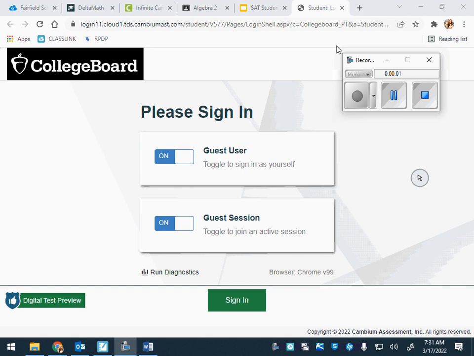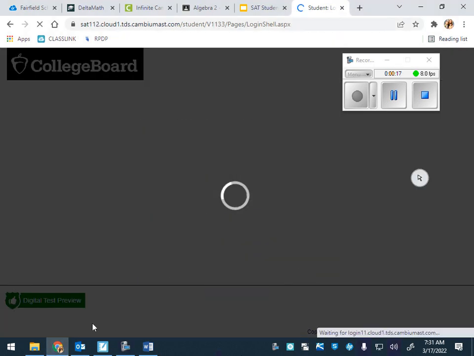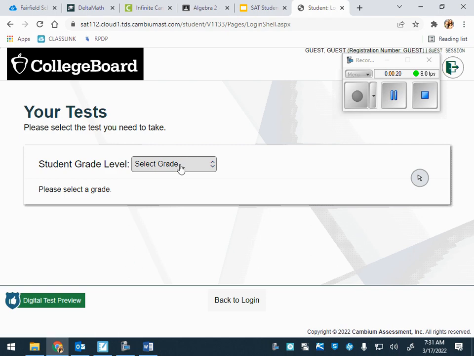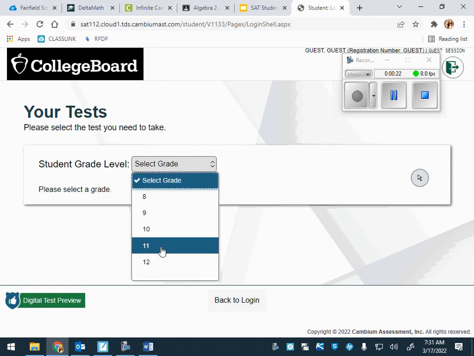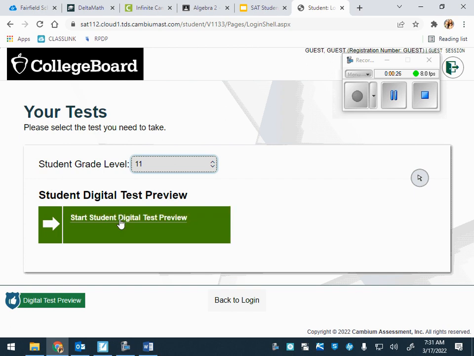Something to refer back to. So you're going to see this. Obviously, during the SATs, you're going to get your own login information, I believe. So for now, both of these toggles are turned on. You're just going to click sign in. Okay, select grade level. Everyone's going to choose, just for now, grade 11. Okay, then start the digital test.